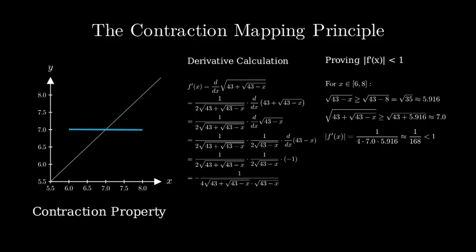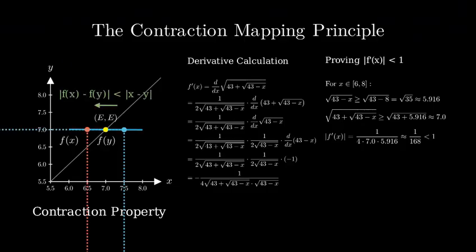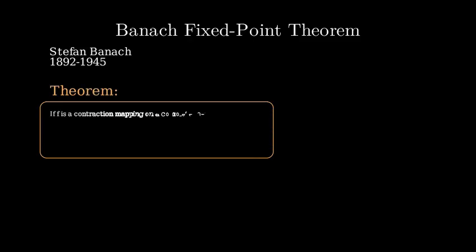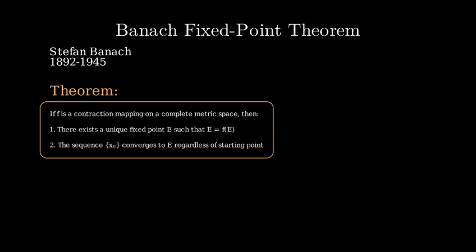This is exactly what we wanted. Since the derivative's absolute value is less than 1, our function is what mathematicians call a contraction mapping. This guarantees convergence to a unique fixed point. We've now verified all the conditions of the Banach fixed point theorem. This powerful theorem tells us that not only does a unique solution exist within our range, but also that our sequence will converge to this value regardless of our starting point.